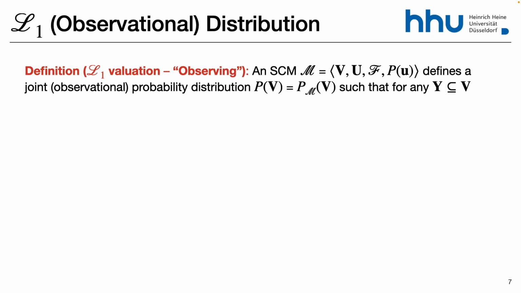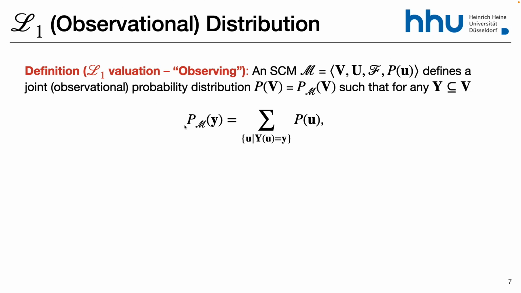And this model induces, or defines, a distribution, a probability distribution, which is going to be called the observational distribution. And it's defined in this way, right? This is the usual definition of probability. The notation is a bit different, but I hope I'm not telling you anything new. So it's just the probability.